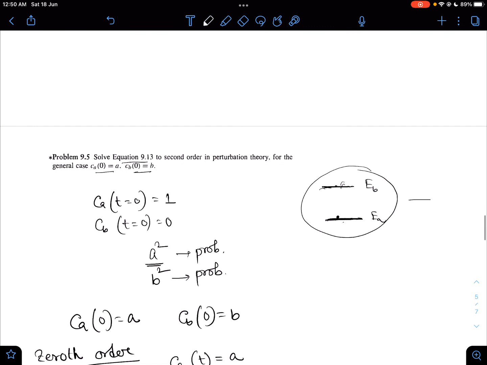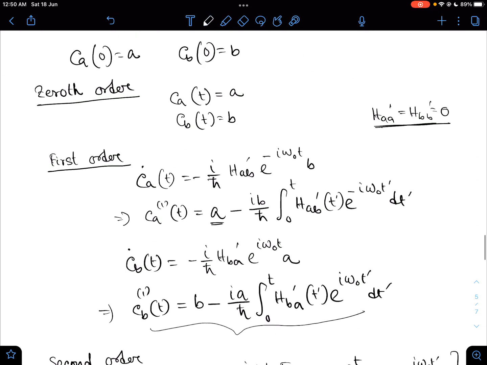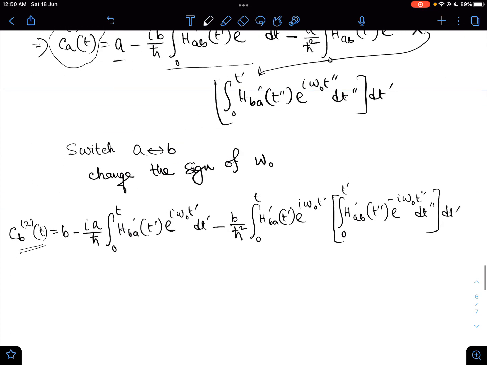We started with equation 9.13 and assumed that our initial state is a linear combination. For that case, we have found the value of these coefficients at any later time up to second order using perturbation theory and successive approximation.